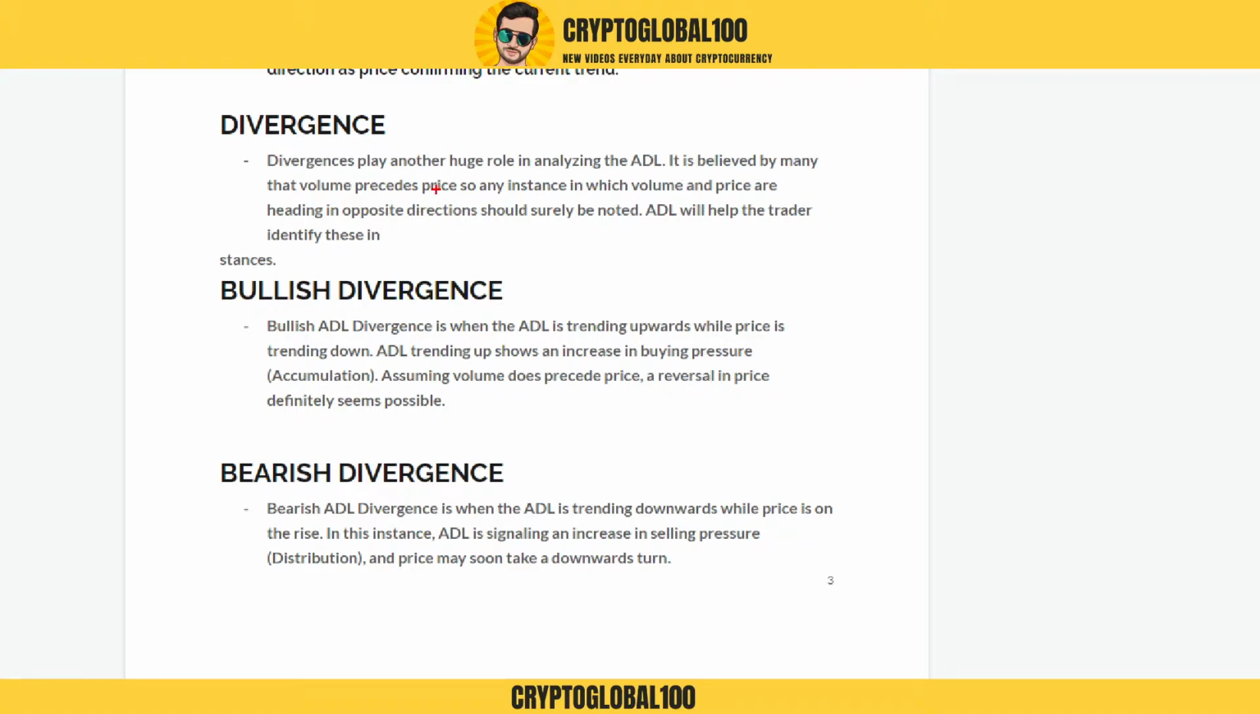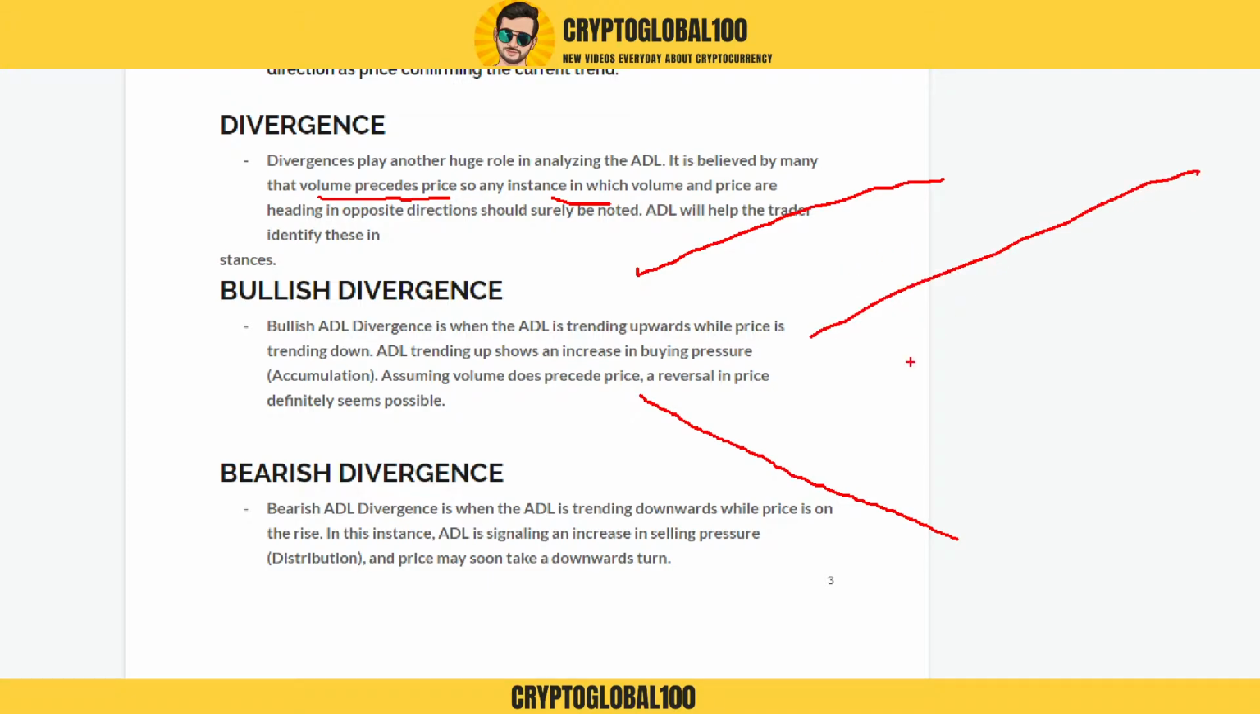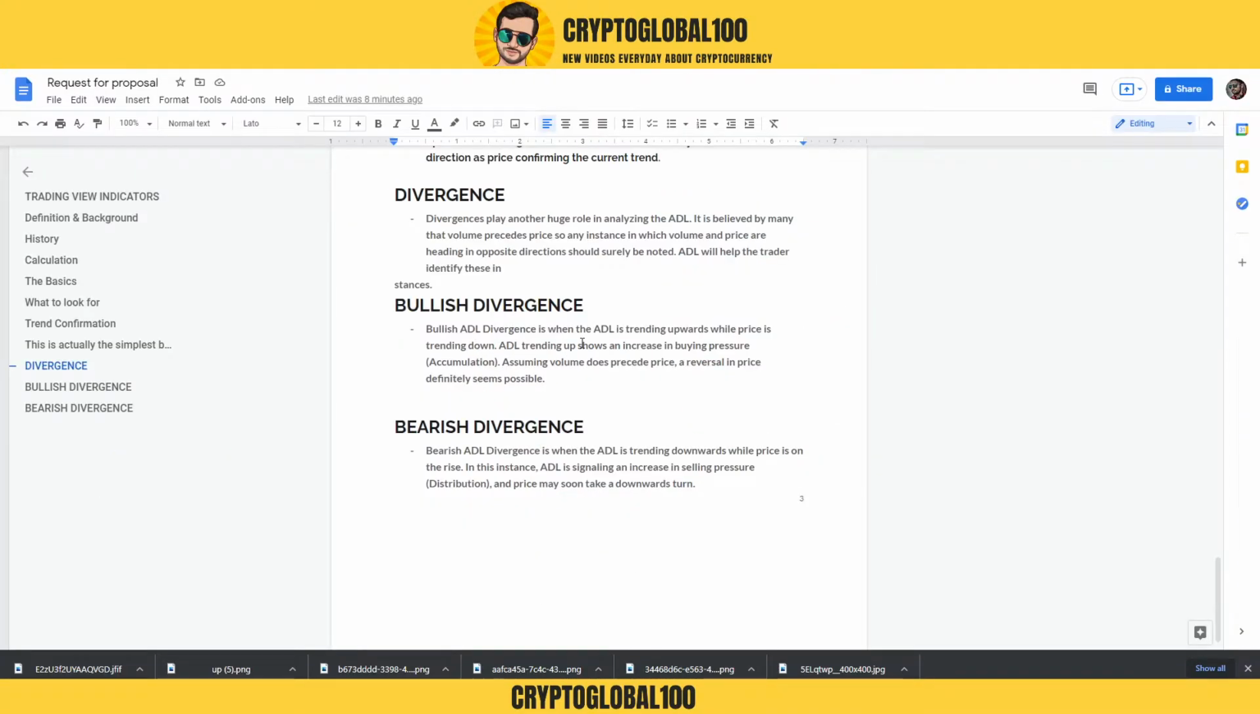It is believed by many that volume precedes price. So any instance in which volume and price are heading in opposite directions is a divergence: the price is moving in one direction, but the indicator is moving in the opposite direction. You see, one thing is moving in this direction, the other is moving in the opposite direction. This is called the divergence.